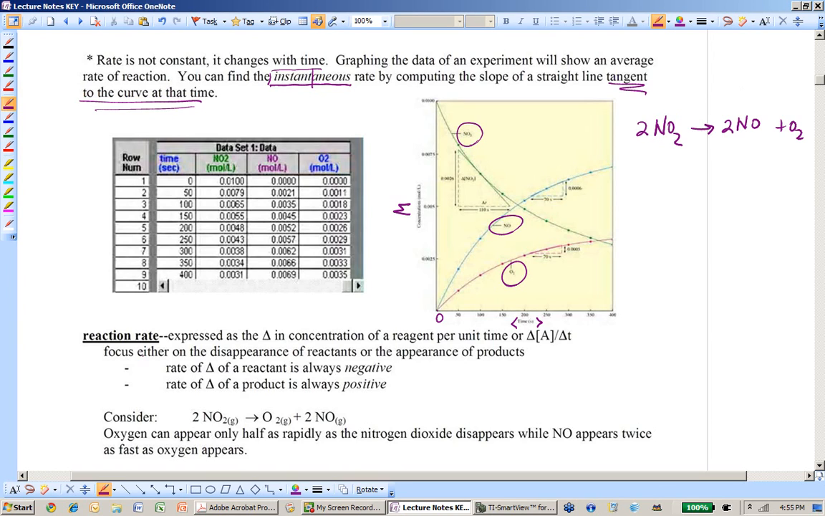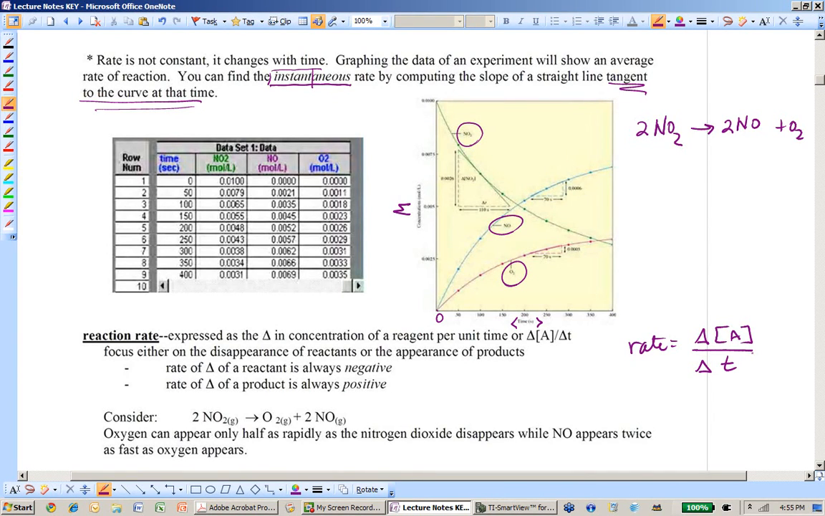All right, so one more time. Rate's expressed as the change in concentration of a reagent per unit time. So the word rate is symbolically often represented as a change in something over a change in time. And the rate of a reactant, like I already said, is always positive. The rate of change of a product is always negative.